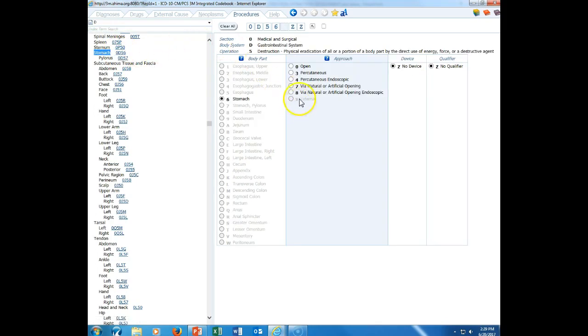So it takes us to our table 0D56, and the approach for this becomes the EGD, and that approach is via natural or artificial opening endoscopic, and there's no device and no qualifier. And so that is how we get to the code in this particular example.